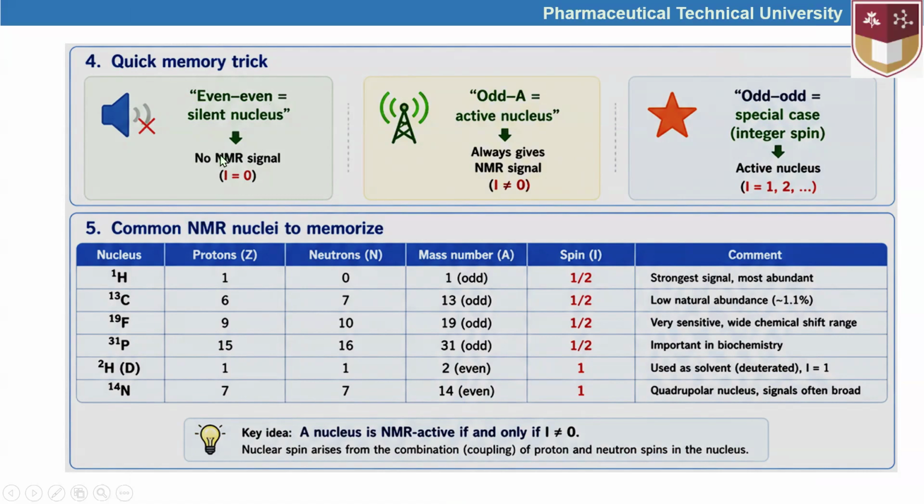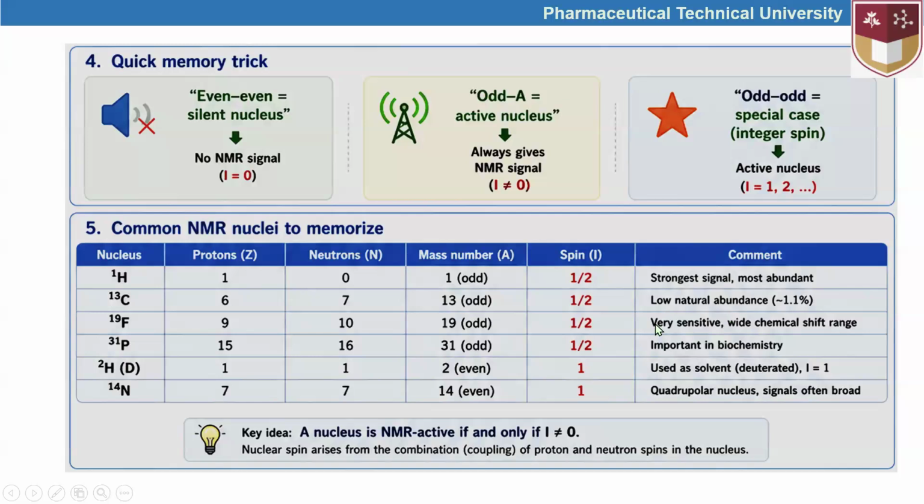Even and even numbers are not NMR active. They do not produce NMR signals, and odd numbers always give NMR signals because capital I does not equal 0. Here we can see that proton produces strongest signals. Carbon-13 produces signals as well, but in nature it is low abundant. Carbon-13 isotope makes 1.1% of the carbon in nature.